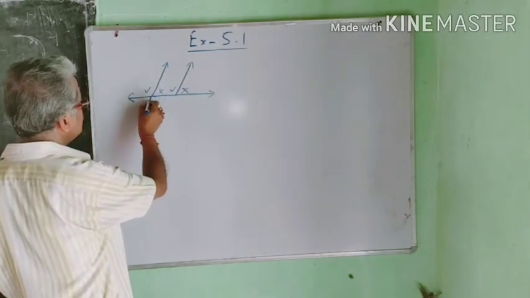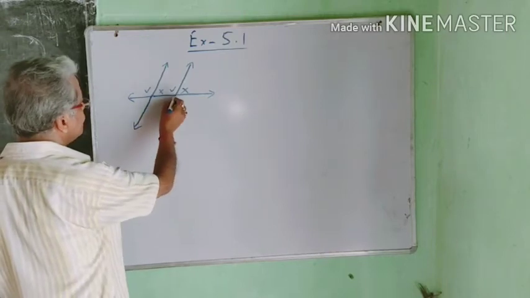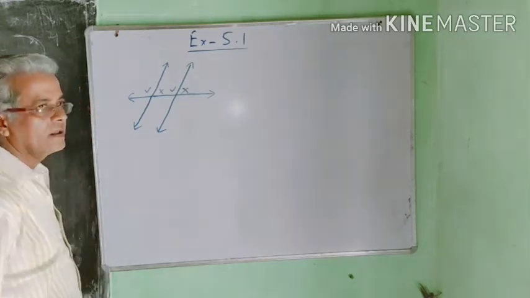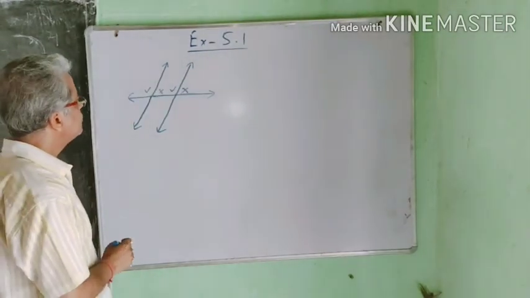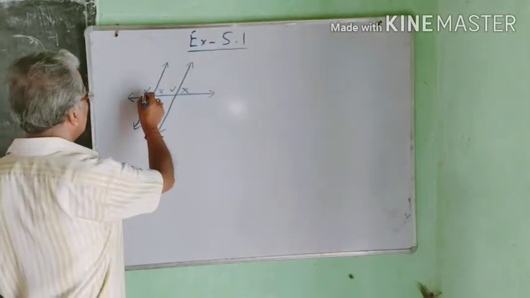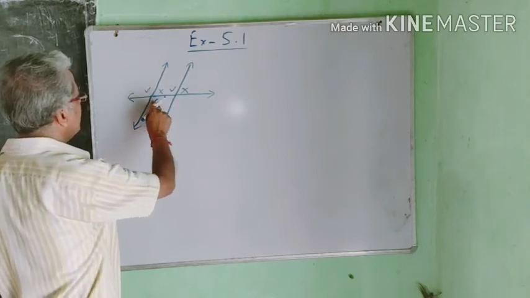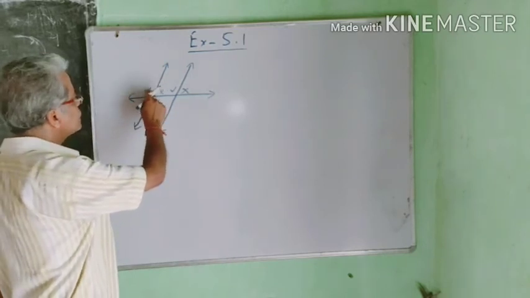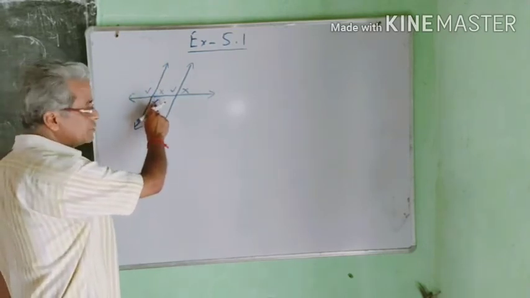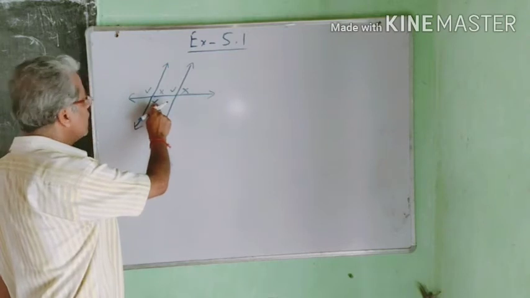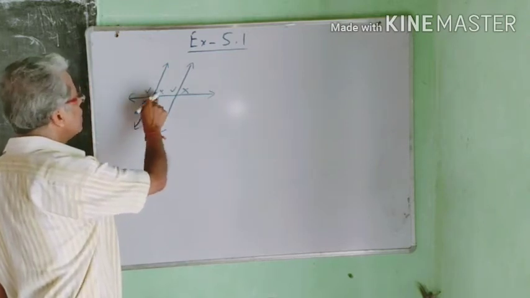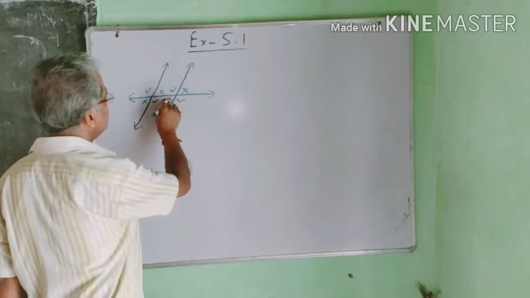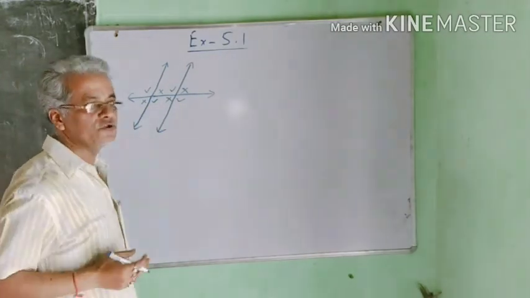Now, if we produce these two sides, then we get more angles. This is another angle. When two lines intersect each other, then we get four angles, the vertically opposite angles. The vertically opposite angles are equal, so this one will be equal to this one, equal to this one, equal to this one. So vertically opposite angles.